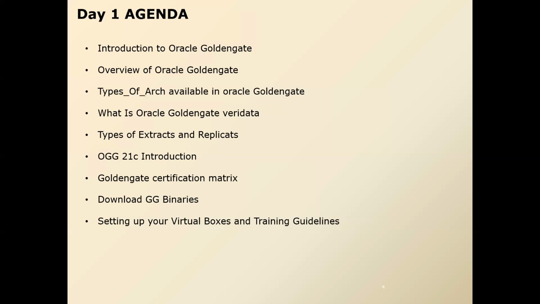Many people have this question: with the introduction of microservices, does integrated no longer exist? So you will get the answer. Then Golden Gate 21C introduction. Then, where to see the Golden Gate certification matrix, and how to download Golden Gate binaries. And at the end, we'll be discussing setting up the VirtualBox and the training guidelines.